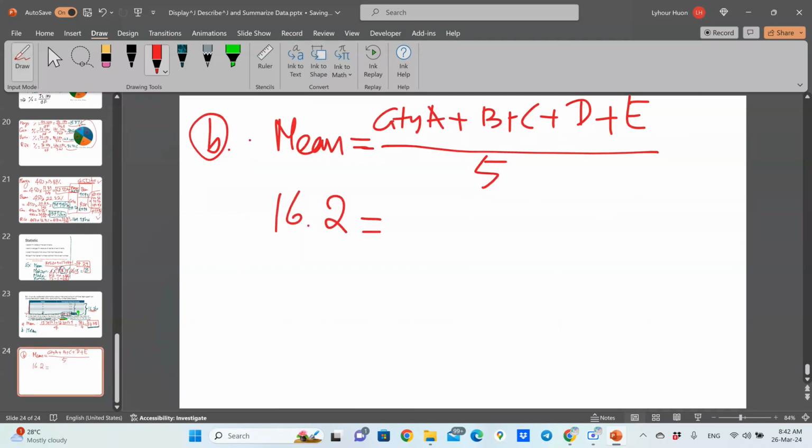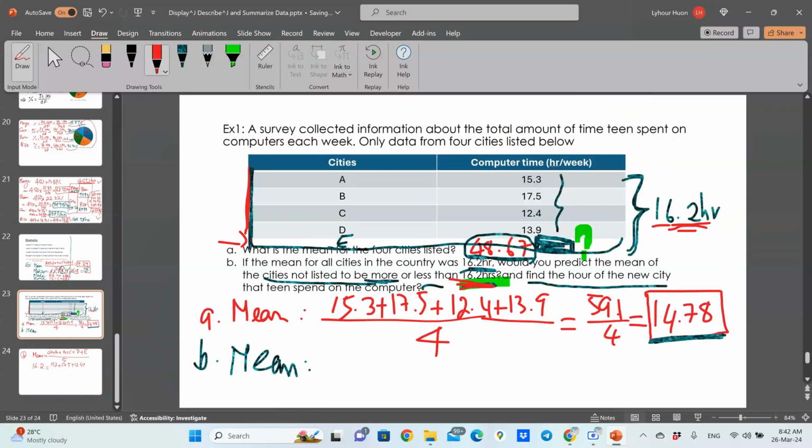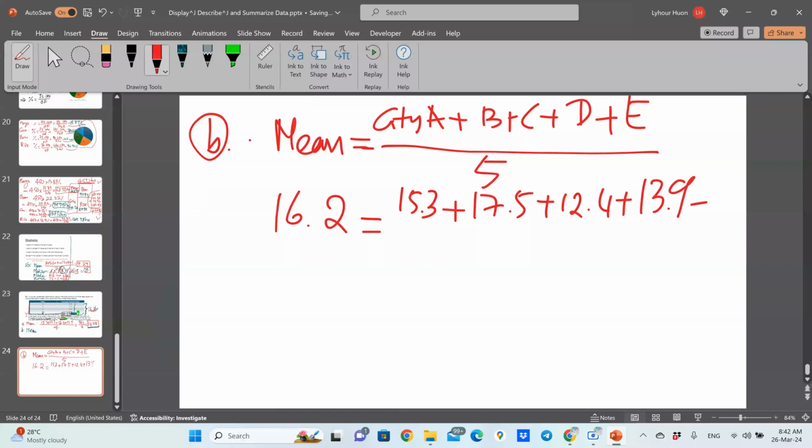So we replace the mean by 16.2. City A is 15.3, city B is 17.5, city C is 12.4, city D is 13.9. How about city E? We don't know, it's what we're looking for. So let's denote it as X. Any variable can be X, Y, Z, or A, B, C, whatever we want, divided by 5.